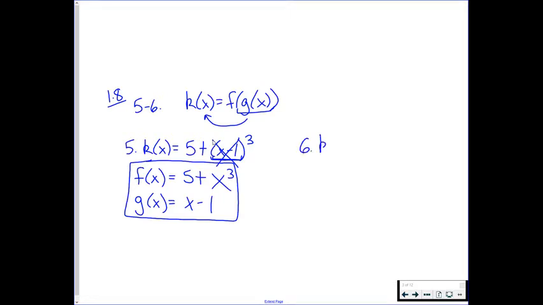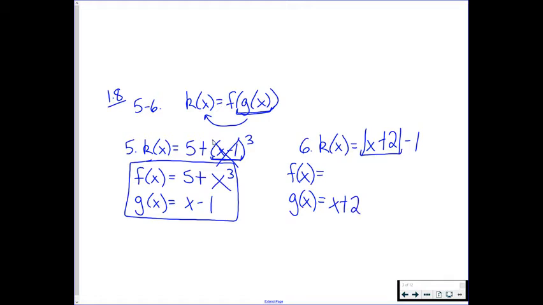On question 6, I'll come over and do that one. K of x is the absolute value of x plus 2 minus 1. And you're asked to tell me f of x and g of x. Just like question 5, the inside function is the inside of the bars, which is x plus 2. So I'm going to let g of x be x plus 2. We have used that piece, so I'm going to x it out. And f of x is everything that's remaining. X minus 1.